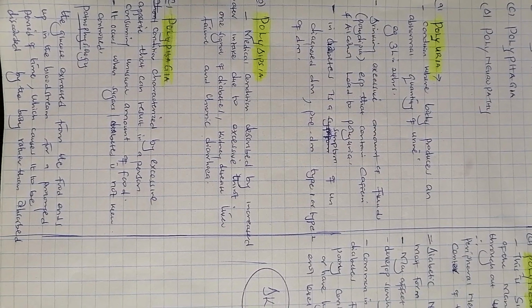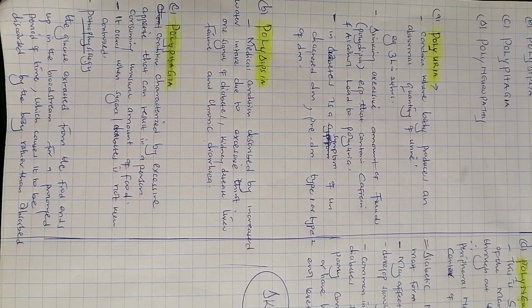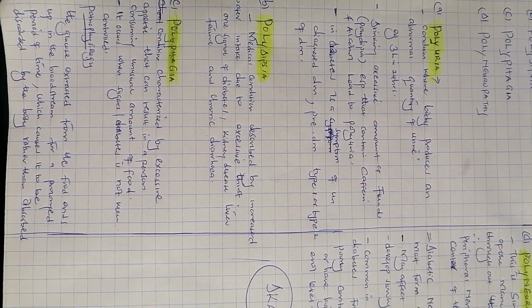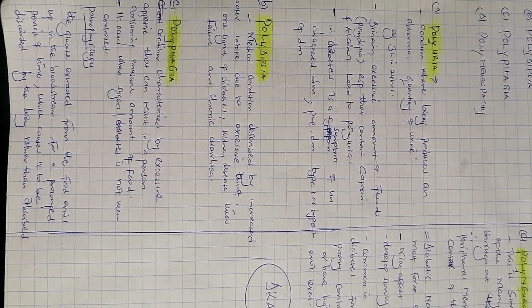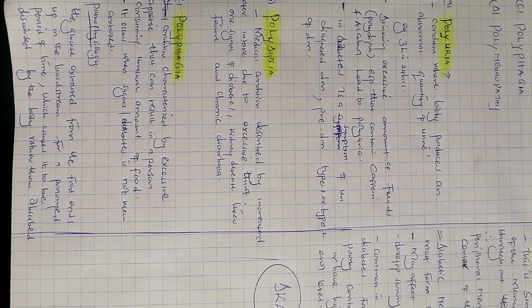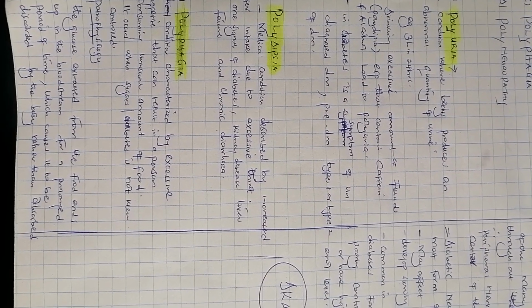Then the third P is polyphagia. Polyphagia is a condition characterized by excessive appetite that can result in a person consuming an unusual amount of food. It occurs especially where one is diabetic and the sugars are not well controlled.